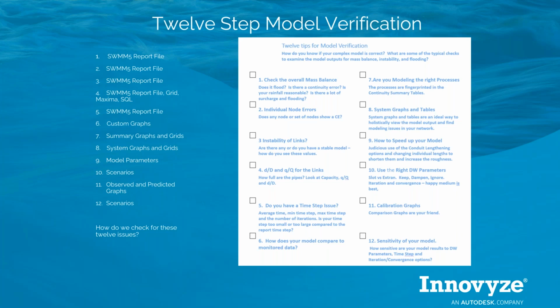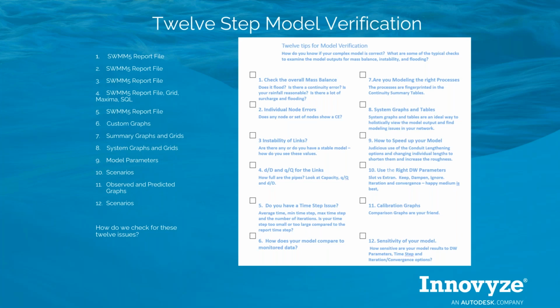Modeling the right processes is a key thing. A common problem is that somebody turns off, for example, RDII in the process, and then they complain that they don't have RDII. The way to check is to look at the continuity summary tables, and at the system report or summary graphs in SWM networks or in the SWM5 output, to see if you do have all of the processes that you think you do.